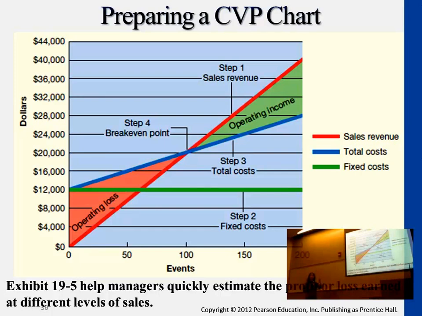This is just combining what we covered earlier: what the break-even units are, what the break-even dollars are, and then understanding the graph. On the right-hand side, the more it goes up, the more the shaded area in green captures the operating income.